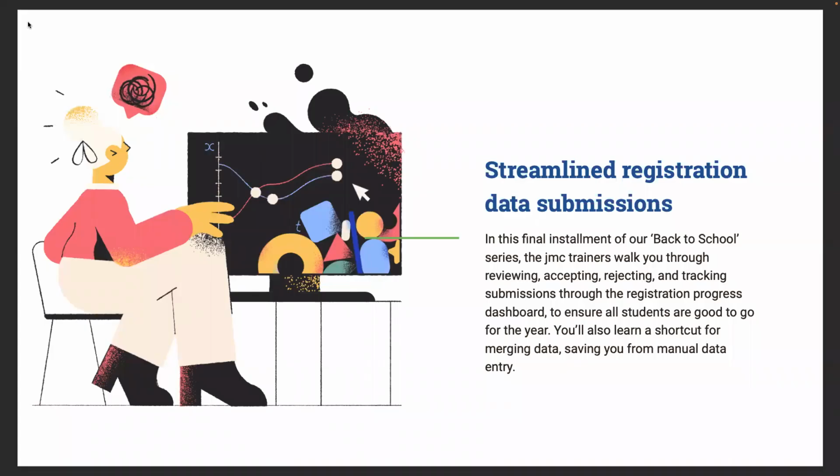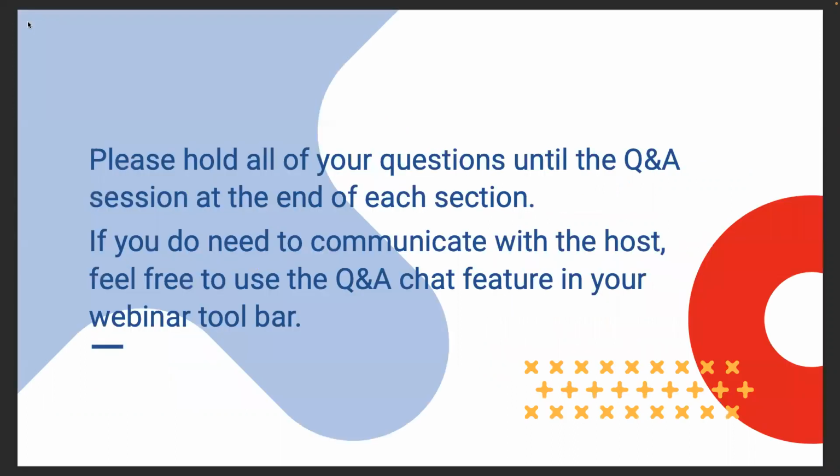All right, we're going to talk about streamlining your registration data submissions. This is the third installment of our back to school registration series. If you missed the first two, don't worry, they're on our YouTube training channel, so you can catch them as well. In this final installment of our back to school series, we're going to walk you through reviewing, accepting, rejecting, and tracking submissions through the registration progress dashboard to ensure all your students are good to go for the year. You'll learn shortcuts for merging data and saving you from manually entering your registration data.